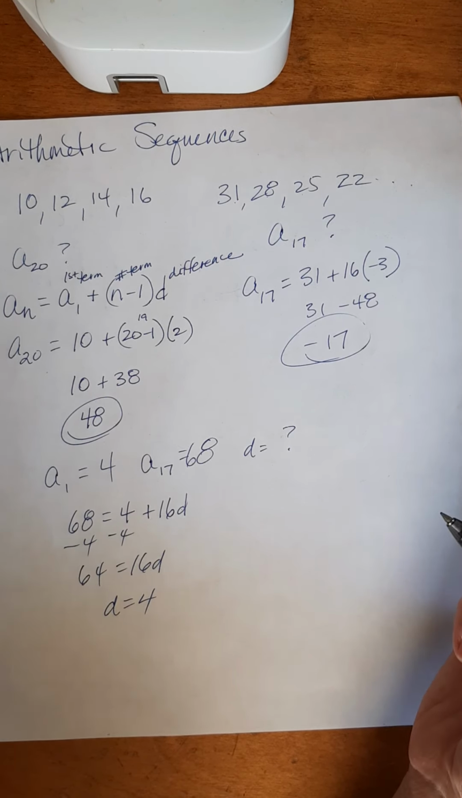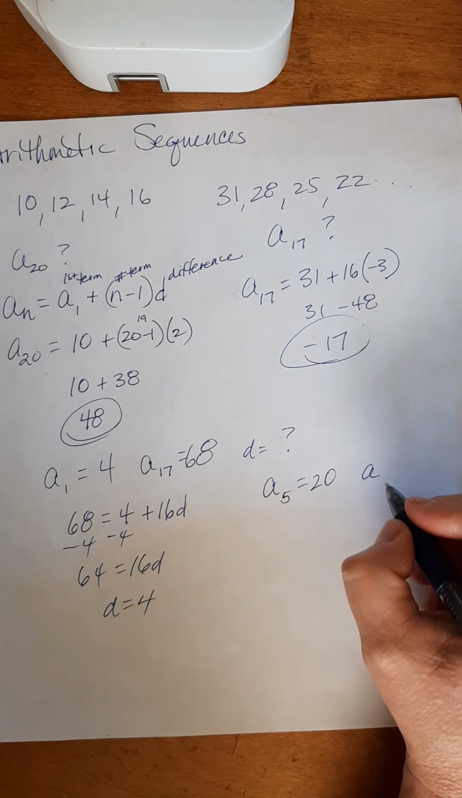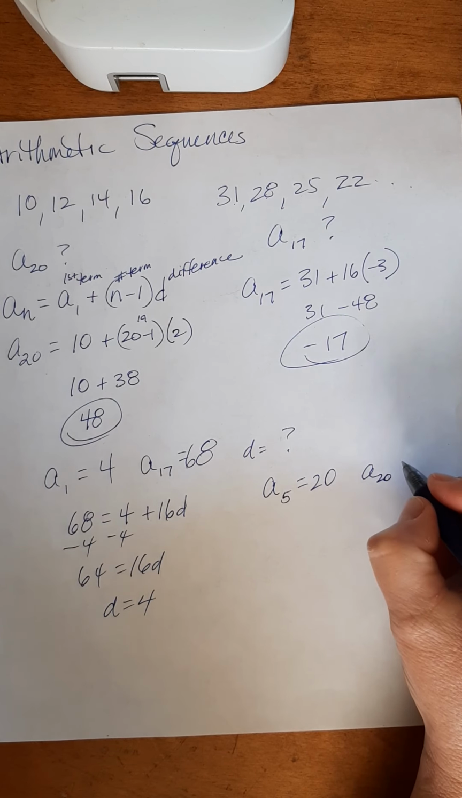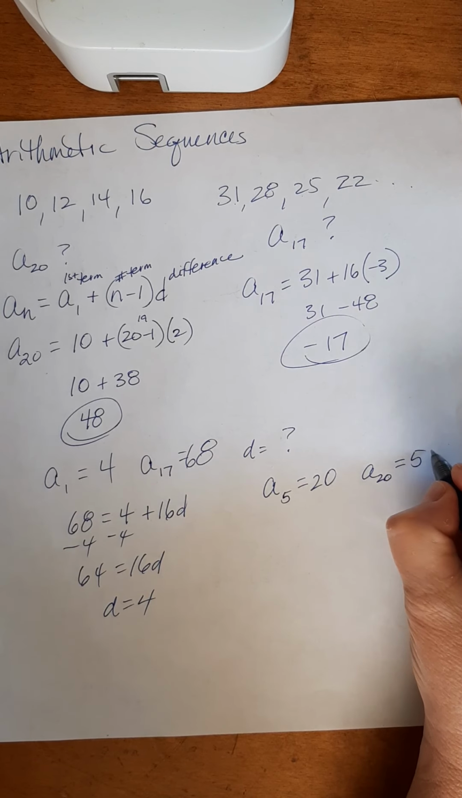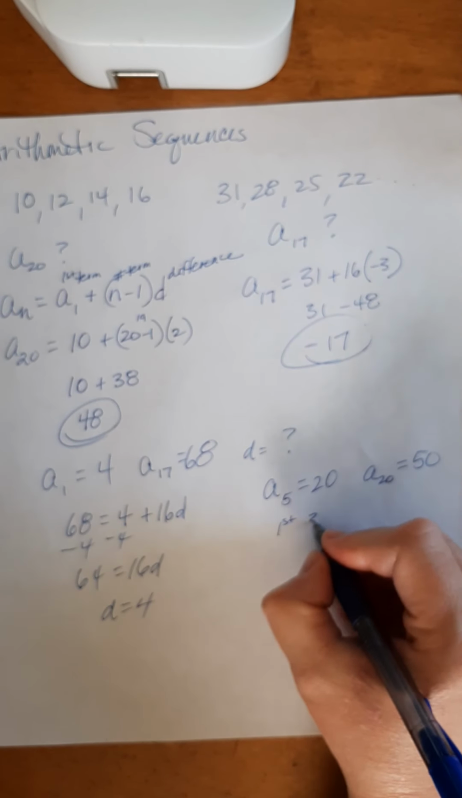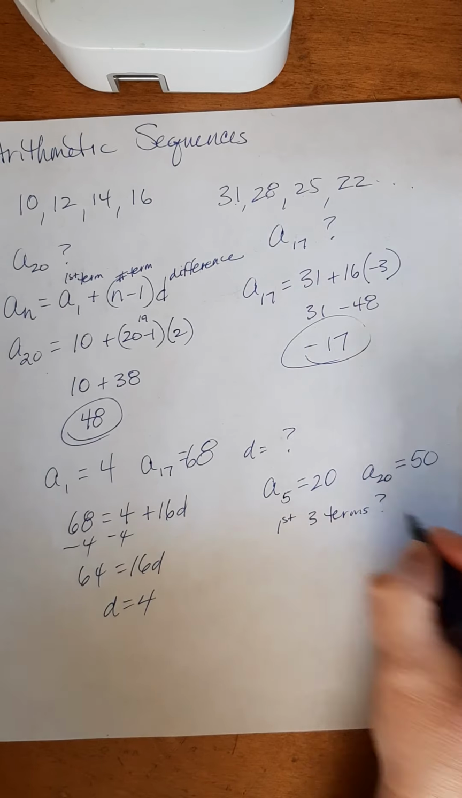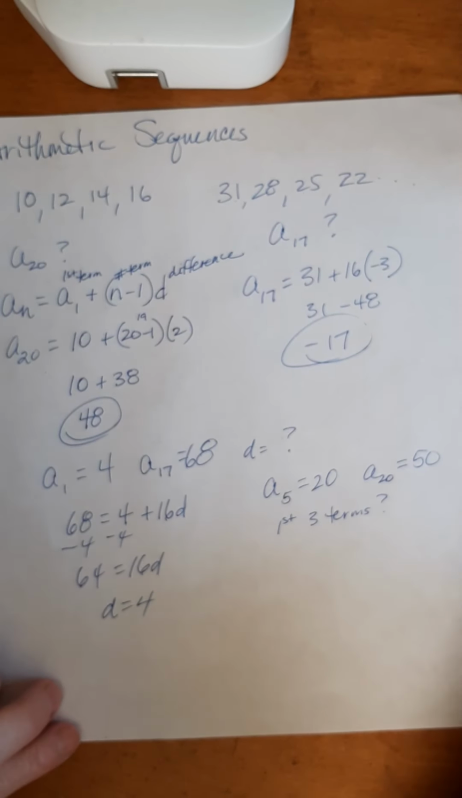Let's say that they give this to you. 2 random terms. Let's say the 5th term is 20, and I don't know, maybe the 20th term is 50. And they want you to find the first 3 terms. That's just the puppies, don't worry if you hear them.